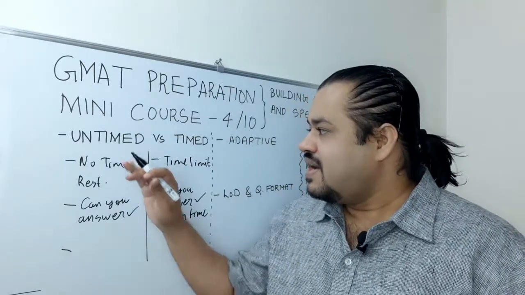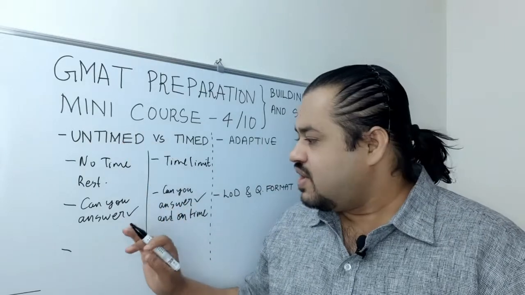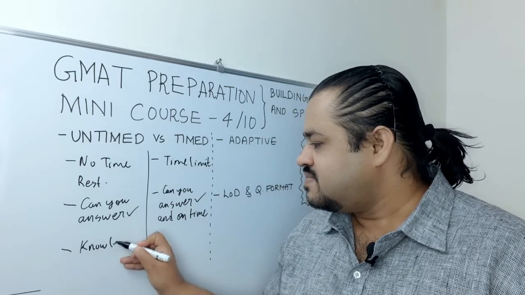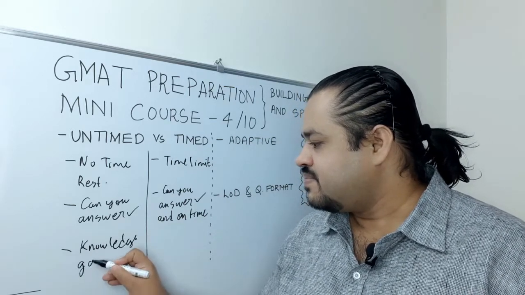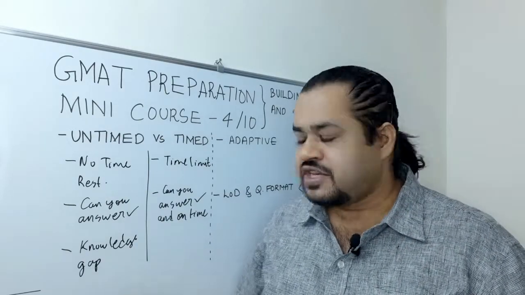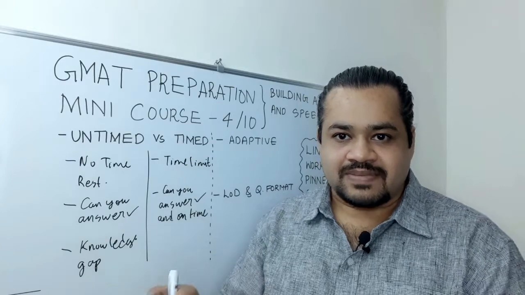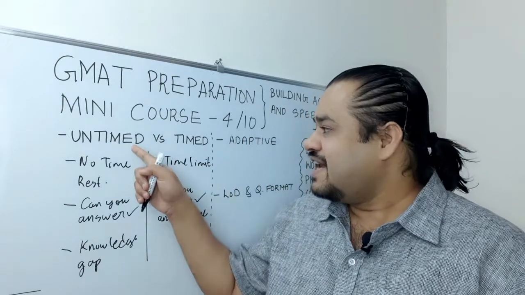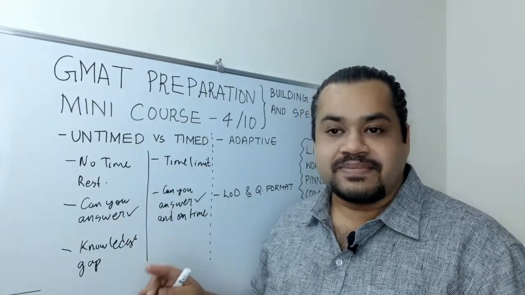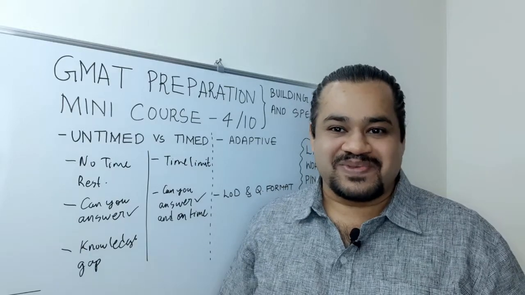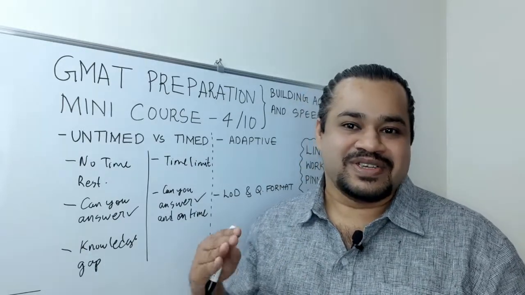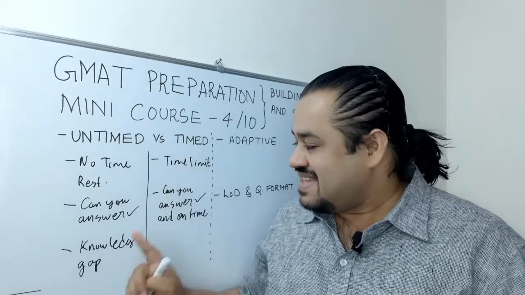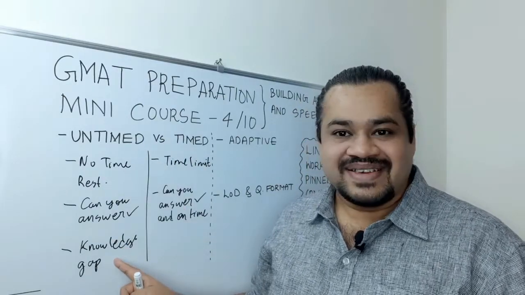The next difference is when you do an untimed practice session, what it reveals is knowledge gap. Knowledge gap is a subset of a learning gap, and we covered the different types of gaps in the session on error log. Please do check that out if you're not sure what this means. An untimed practice session reveals knowledge gap. What that means is if you don't know how to solve a problem, you don't know the concept, you don't know the formula, you don't know the approach, you'll not be able to solve the problem no matter how much time I give you. That's what an untimed practice session reveals.